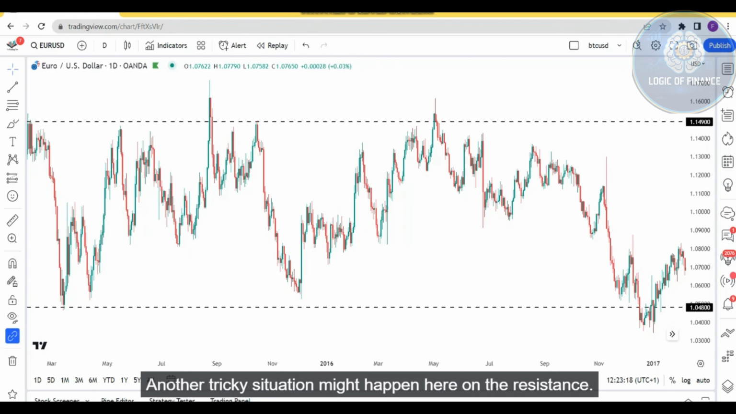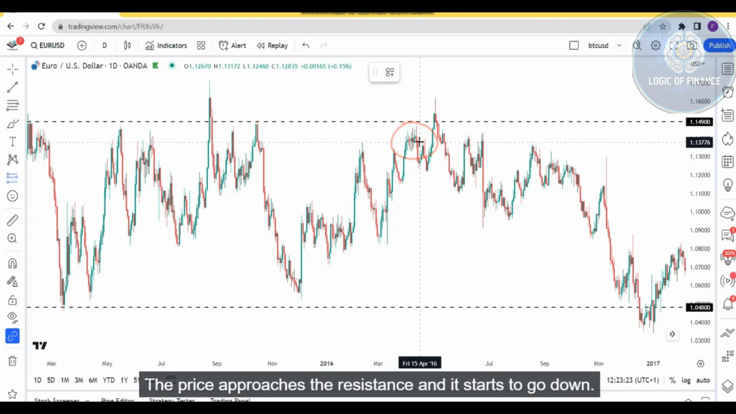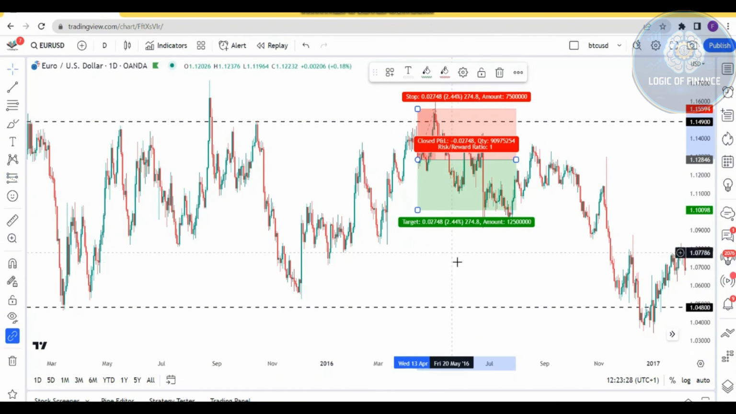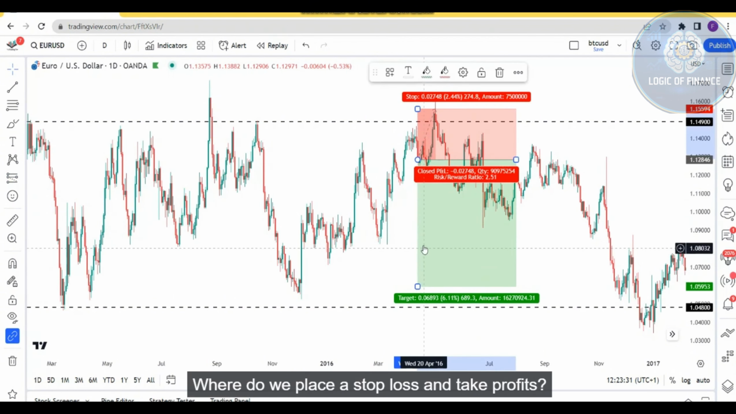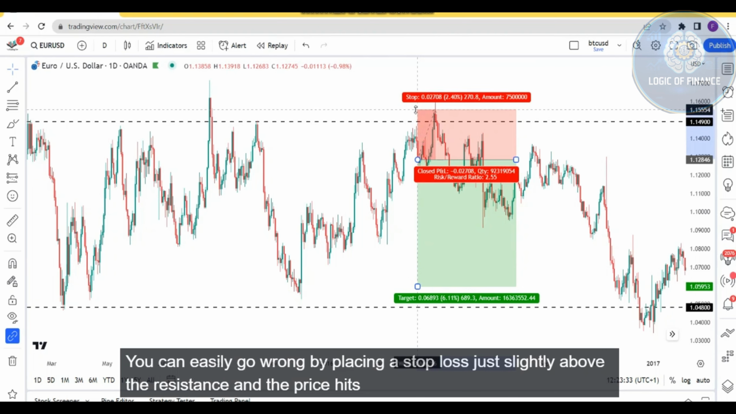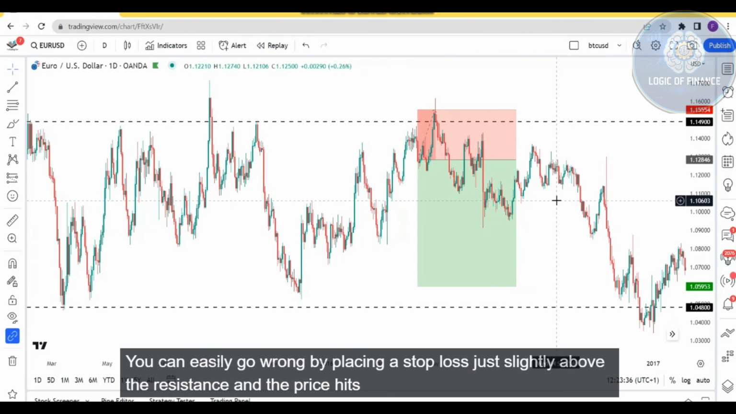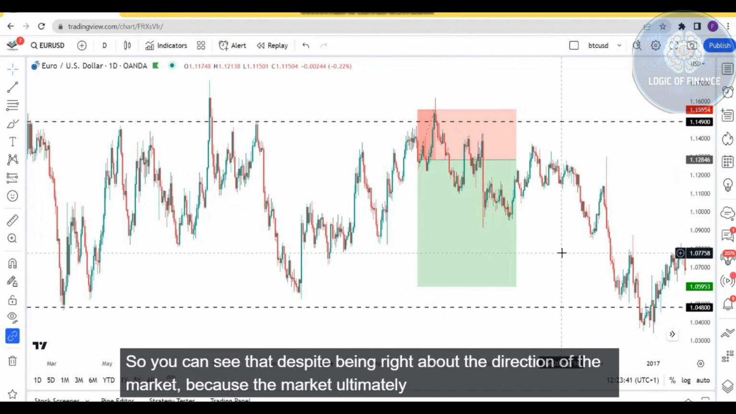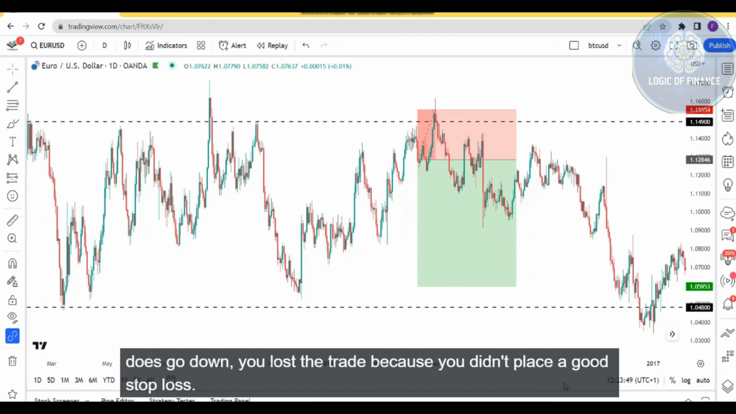Another tricky situation might happen here on the resistance. The price approaches the resistance and it starts to go down, so we want to open a short position. Where do we place stop loss and take profit? You can easily go wrong by placing a stop loss just slightly above the resistance and the price hits it before it goes down. So you can see that despite being right about the direction of the market, because the market ultimately does go down, you lost the trade because you didn't place a good stop loss.